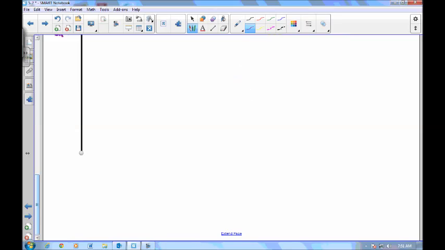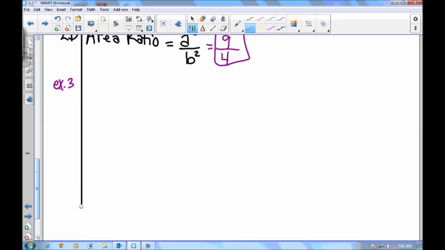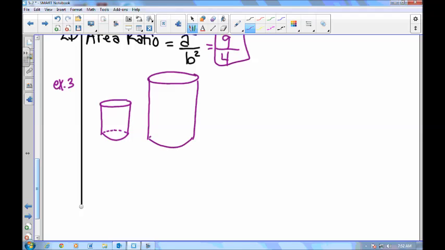Okay, cylinder. Let's start with a small one this time. Small little cylinder. Big cylinder. Okay, we have 10 and 5, 6 and 12. And the question is, are these similar?